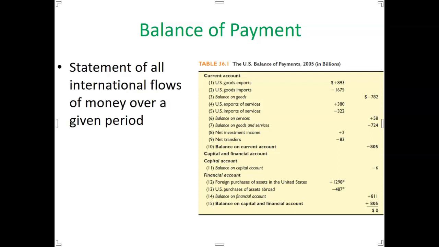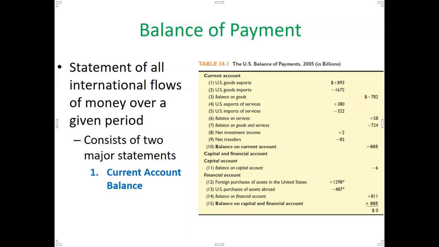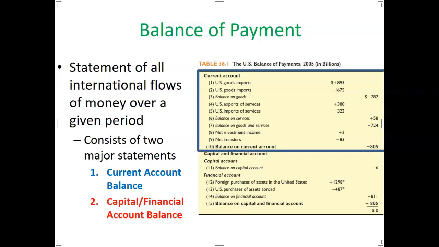What are balance of payments? They are financial statements of all international flows of money over a given period of time. They consist of two major statements: the current account balances, which are the ones up here in blue. So we have pretty much the exports and imports. That's going to be the biggest portion, called balance on goods. It also includes imports and exports of things like services. Those combined are the largest two, but there are also two other ones which we'll deal with a little bit later. The second part of the balance of payments is called the capital or financial account balance.